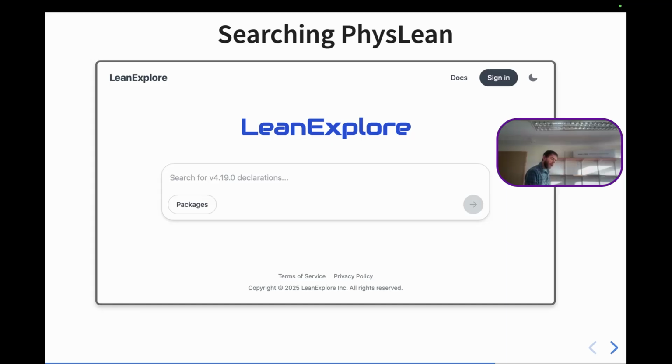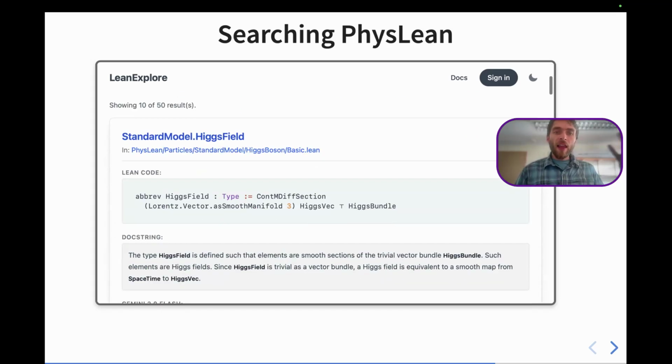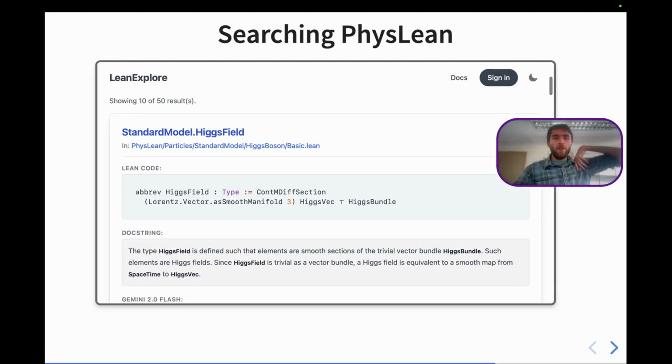And if you don't want to go learn about Lean and look at the results itself, there are search engines that can let you find results from Lean. And this is an example of one. It's called Lean Explorer. It is an AI-based search engine for results in Lean, in PhysLean. So I can type Higgs field and I get every result in PhysLean about the Higgs field. And these are formally verified, remember? So these are mathematically correct results that you can search and explore for.